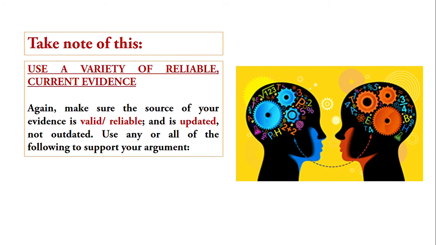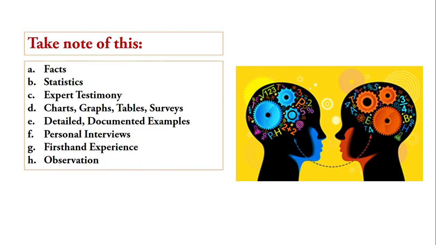You should also need to take note of this, that there is a need to use a variety of reliable current evidence. Make sure that the source of your evidence is valid and reliable and is updated and not outdated. Use any or all of the following to support your argument. You may use facts, or what really is the truth about the matter. You may cite statistical data. You may use expert testimony. Again, expert testimony. It needs to come from experts or authorities of the field concerned in your speech.